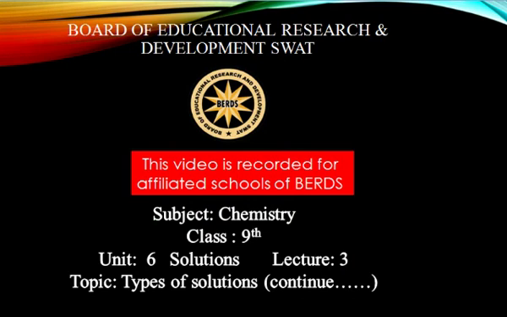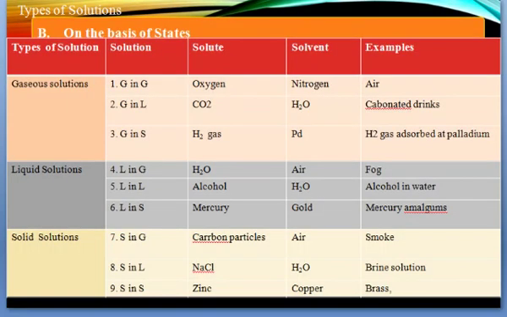In the previous lesson you learnt about some basic terms and types of solutions. This is a continuation lecture for types of solution. Let me remind you that this is Unit 6, Solutions, and the page number in your book is 156. So let's start with the types of solutions, which is B, on the basis of states.